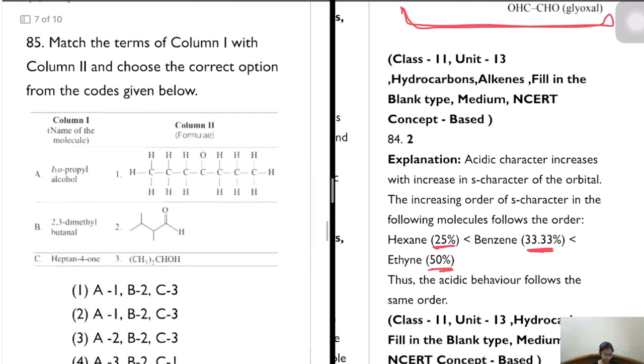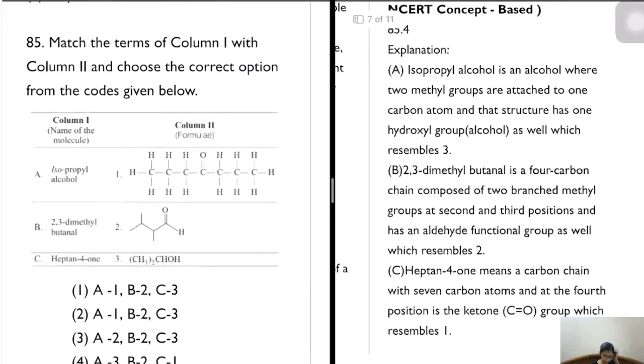Now let's move to the next question. Match the following. Now we just have to match these.